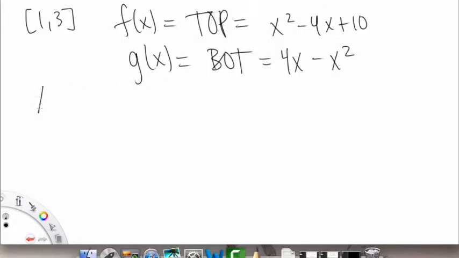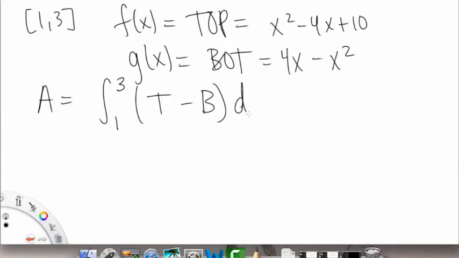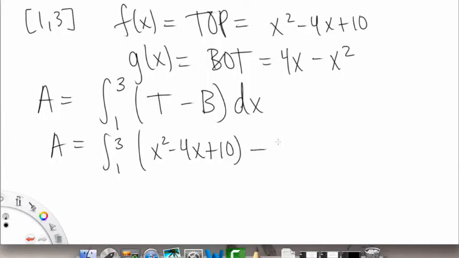So then 4x minus x squared there. Okay, so our area formula is equal to the integral from our endpoints, so 1 to 3 in this case, and then top minus bottom, and then our dx, okay? So this is going to be equal to, area is equal to the integral from 1 to 3 of top, which is given by the formula x squared minus 4x plus 10, minus bottom, so it's 4x minus x squared. And then our dx comes at the end, all right?